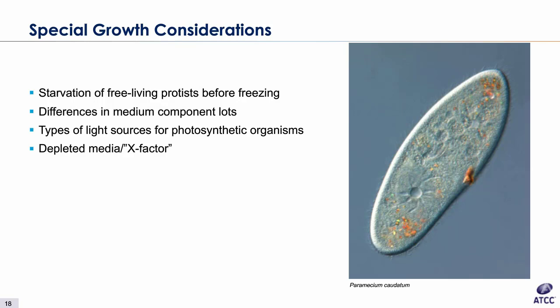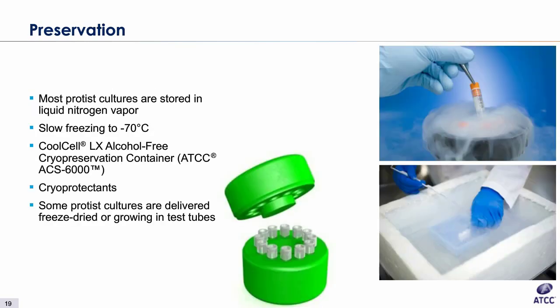Now, as for preservation, as I mentioned, most protist cultures are stored in liquid nitrogen vapor. They don't necessarily have to be immersed in the liquid nitrogen. They can be in the vapor phase, or they can be immersed. Both work. In order to freeze most of our protists properly, you have to have a slow freezing to about minus 70 degrees Celsius. After that, they can be transferred to liquid nitrogen. You can't just throw them in liquid nitrogen right away. That would be too fast.